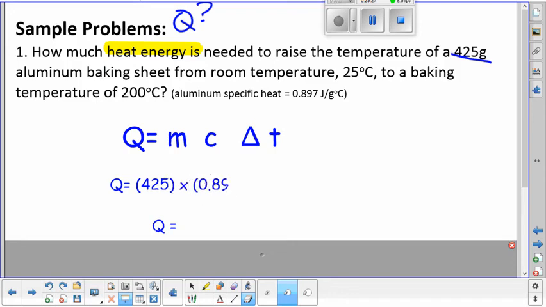Love it. Specific heat capacity. What's my delta T? Why is he picking on me so much? Delta T. Is it?